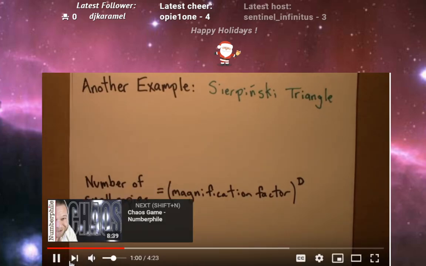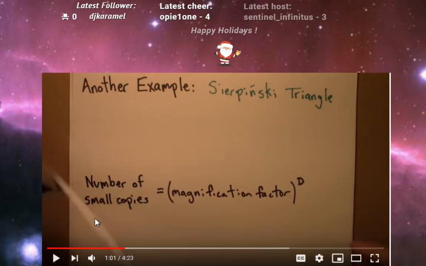Now this formula right here, the number of small copies equals the magnification factor to the power of d, which is the fractal dimension. This number becomes important in what's called strange attractors and some other chaos formulas, because it's not a whole number. And how they came up with this formula to determine the fractal dimension, I'm not really sure. Maybe I could look that up or something.